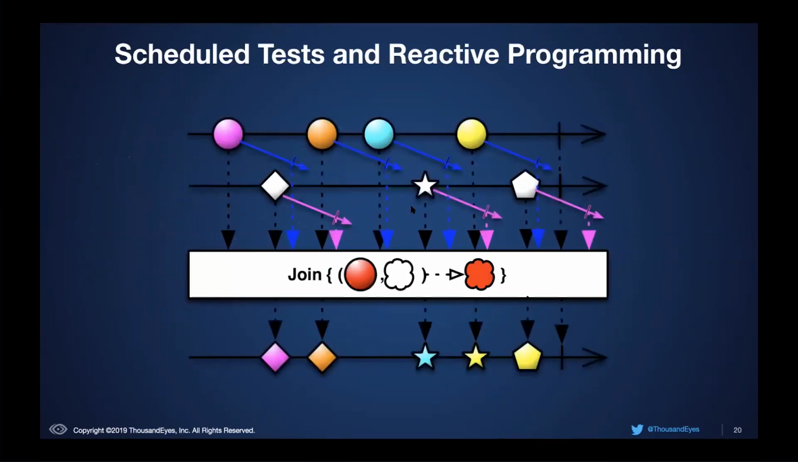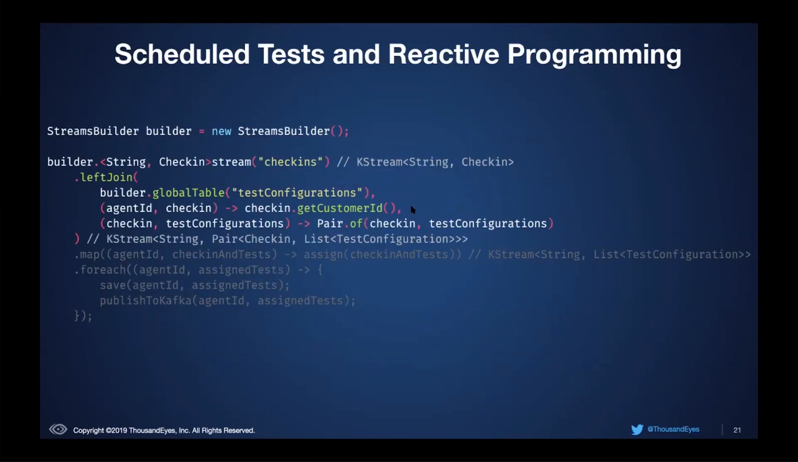If you've looked at stuff like RxJava or Reactor before, and you're familiar with marble diagrams, this is the one for the join operator. If this is intuitive to you, I'm very jealous, but yeah, here you go. But going back to the code, the output is a pair where the first value is a check-in and the second value is a list of test configurations.